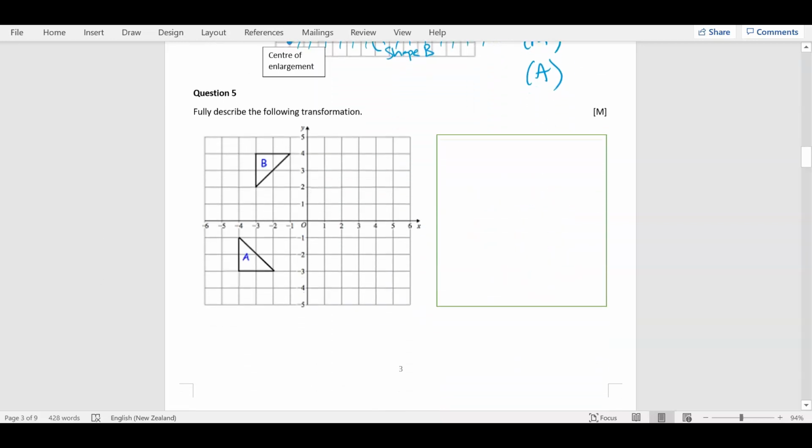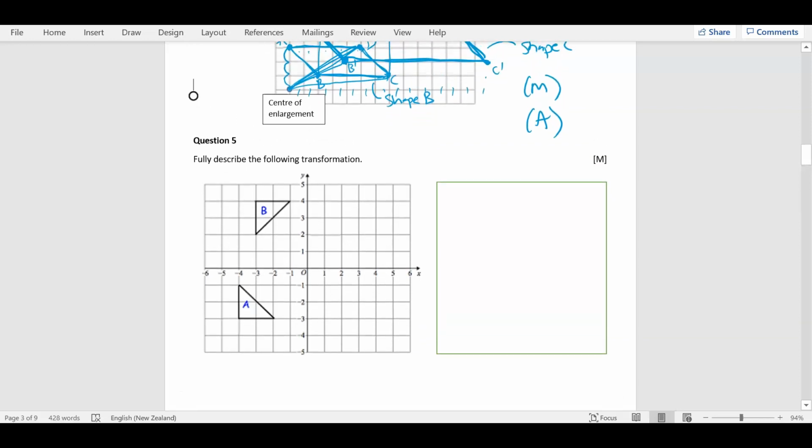So moving down to question 5. Fully describe the transformation below. So this question here, there's 2 ways you could have gone about it. You could have started at A and gone to B, or you could have started at shape B and gone to A. Doesn't matter which way you did, you would have got your marks from the teacher. I'm going to write out my answer for that first one, starting at A, going to B. But be aware, if you did the other one, your answer will be slightly different, but your teacher should have given you the mark for that anyway.